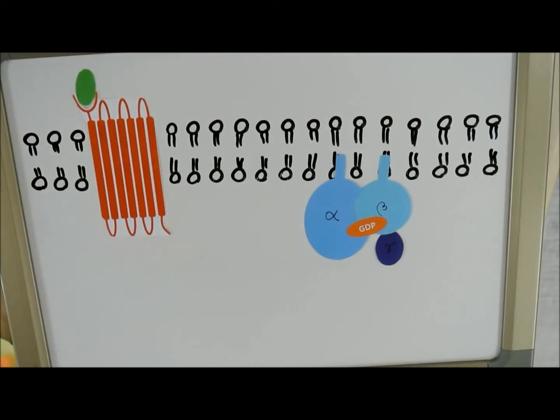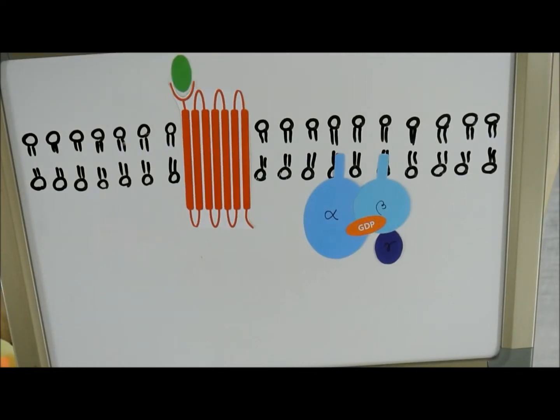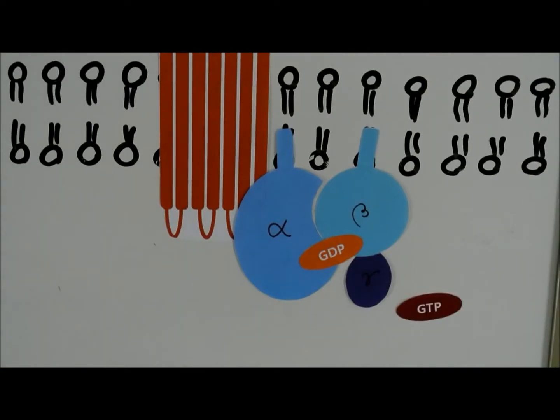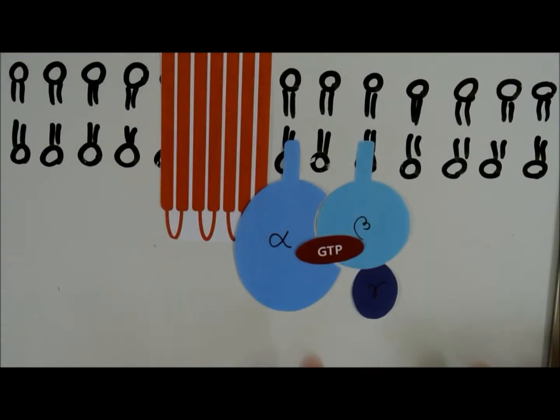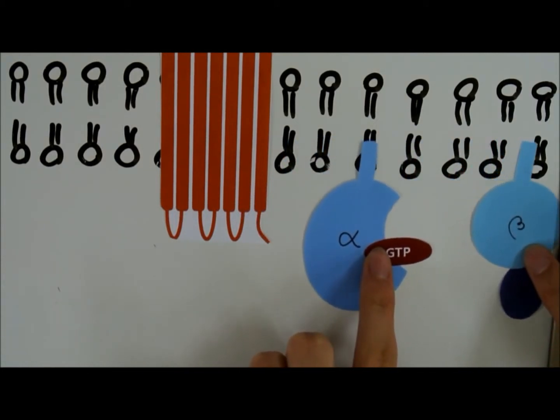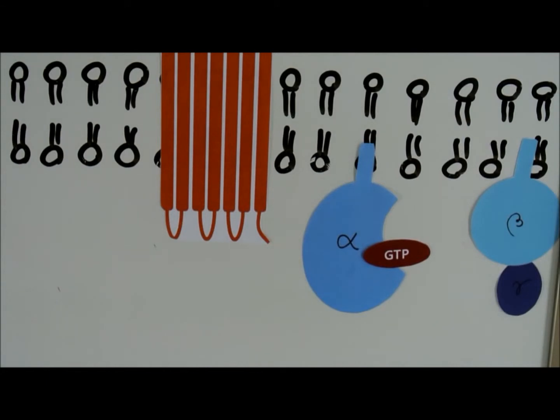The activated receptor couples with the G protein, causing the G protein alpha subunit to exchange its existing GDP for GTP. When the G protein is activated, this alpha subunit and the GTP separate from the beta and gamma subunits.